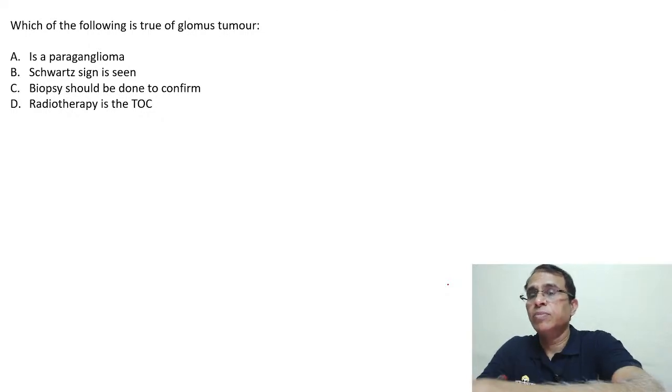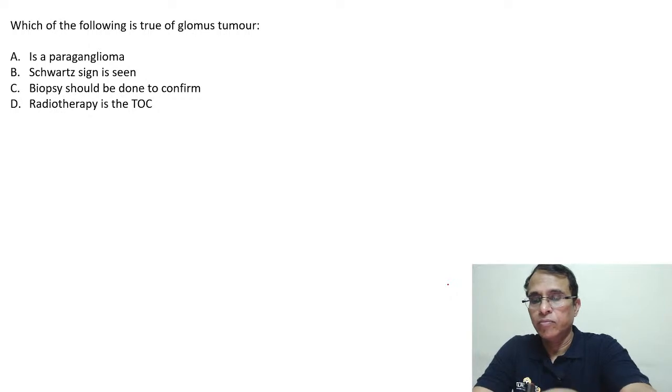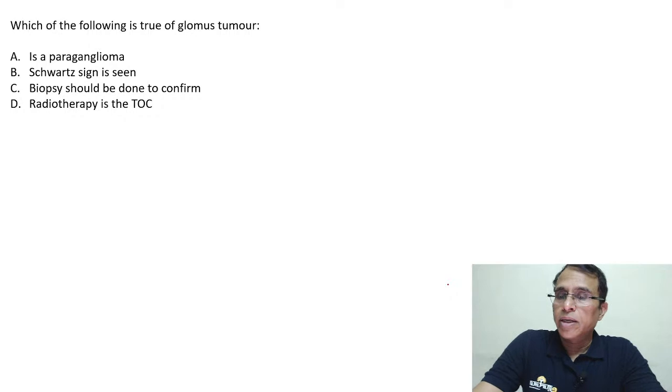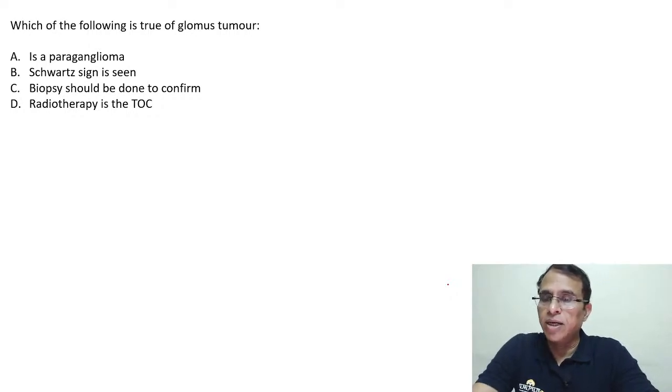Anybody wants to say something? Answer this question. Okay, Srijan Kumar says A. Kiran also says A. Tasni says A. Mohsin says B. Srijan Kumar says paraganglioma. Yeah, Fatima says A. Mahendra says A. Strain says A. Nasira says B.